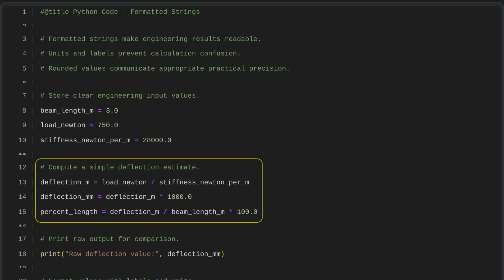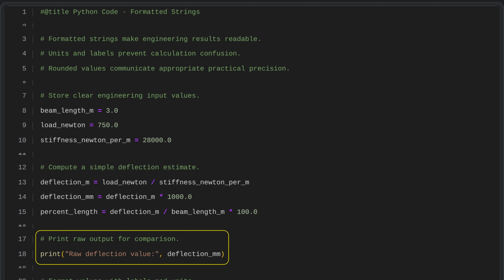It then converts the result from meters to millimeters for a more practical engineering value, and also expresses the deflection as a percentage of the beam's total length to show how large the bending is relative to the beam size. The code first prints the raw deflection value in millimeters, so it can be compared with the formatted output. This shows the difference between plain raw data and a clearer presentation that includes context and precision.